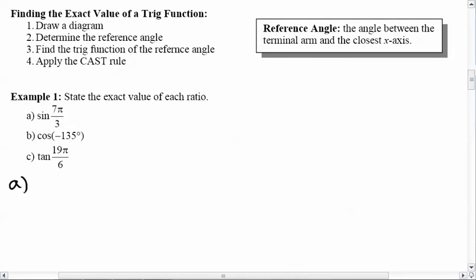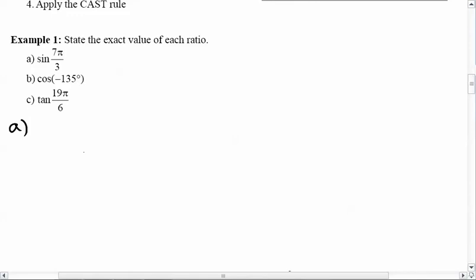So for the first angle, I'm just going to try to draw this out on my diagram. Because it's in radians, I can use a nice trick. I don't want to switch it to degrees because this is going to go a lot faster if I use radians.